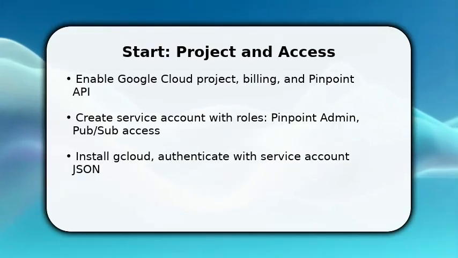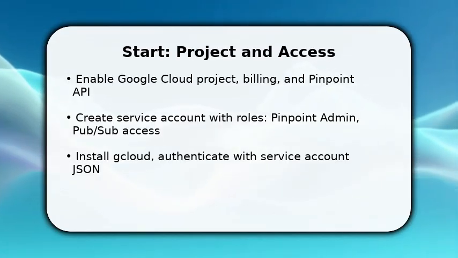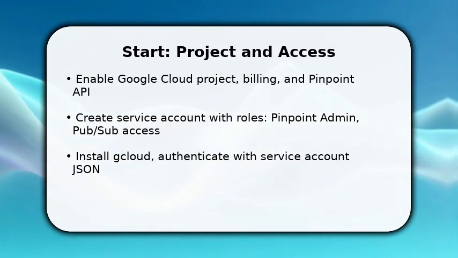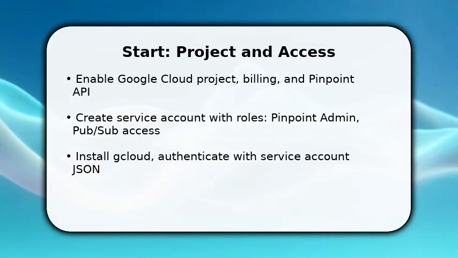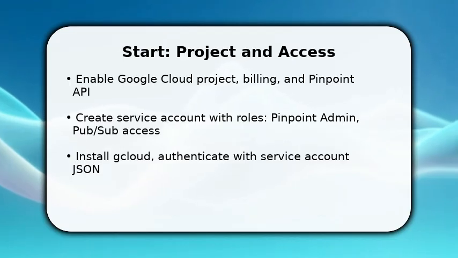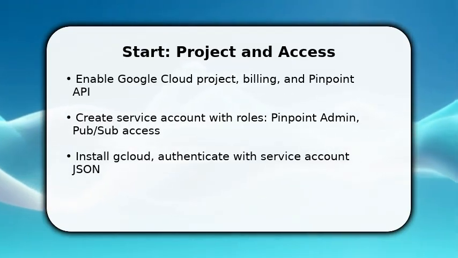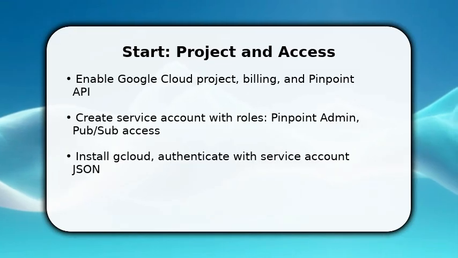You begin by preparing access. Enable the Google Cloud project, attach billing, and turn on the Pinpoint API. Once done, create a service account and grant Pinpoint and Pub/Sub permissions. This avoids permission errors later. Make sure you download the JSON key and install gcloud locally so you can authenticate quickly.